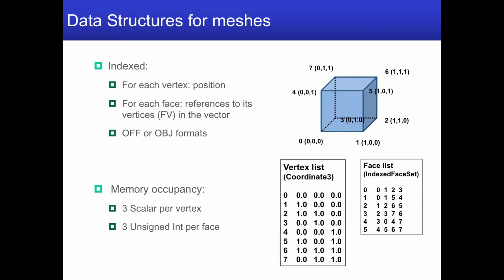Okay, and the memory occupancy is very low because it's kind of the minimum you can use, without any redundancy. It's 3 unsigned ints per face, unsigned because you don't have negative indices, you go from 0 to max int, and then 3 scalars per vertex, floating point or double, that tell you the coordinates.